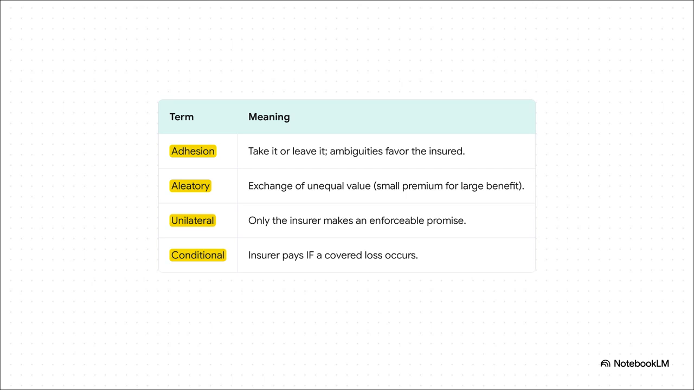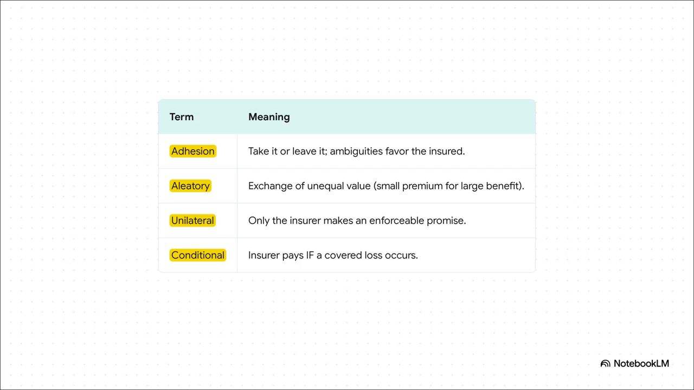Okay, insurance policies are special. They are a contract of adhesion, which is a fancy way of saying it's a take-it-or-leave-it deal. You can't negotiate the terms. Because of that, if there's any confusing language, a court will rule in favor of the insured. They're also aleatory contracts, meaning the exchange of value is unequal. You pay a small premium for a potentially huge payout. They're unilateral, because only one side, the insurer, makes a legally binding promise. And they're conditional, because the insurer only pays if a covered event happens.